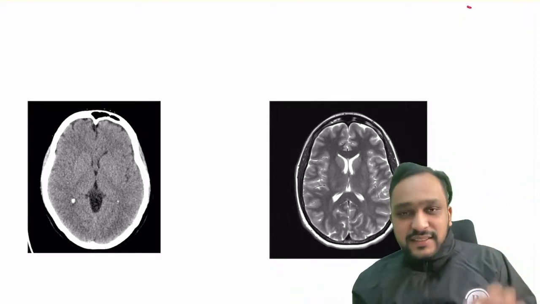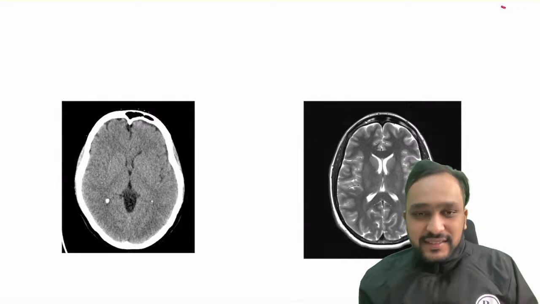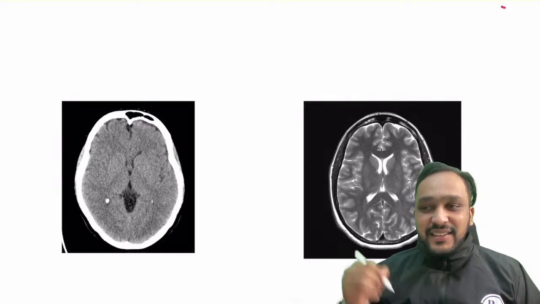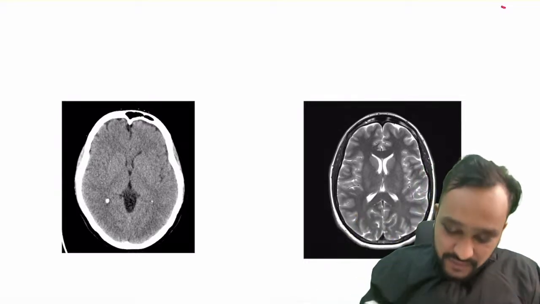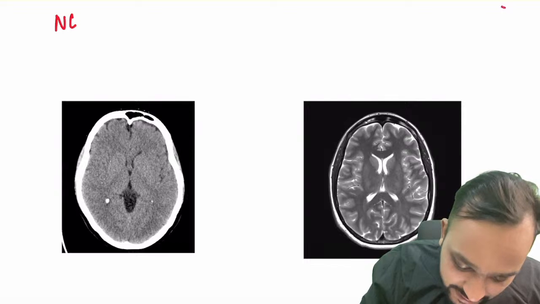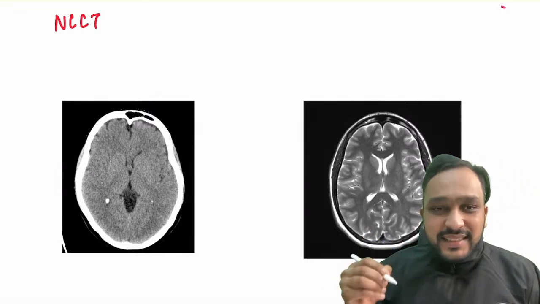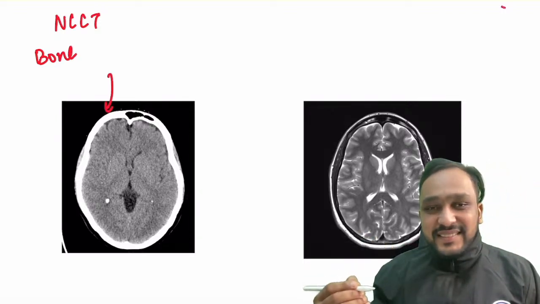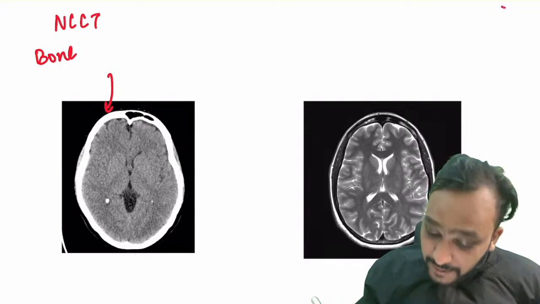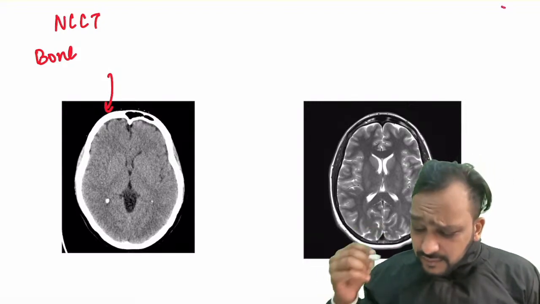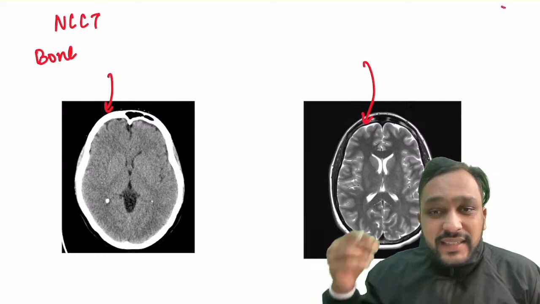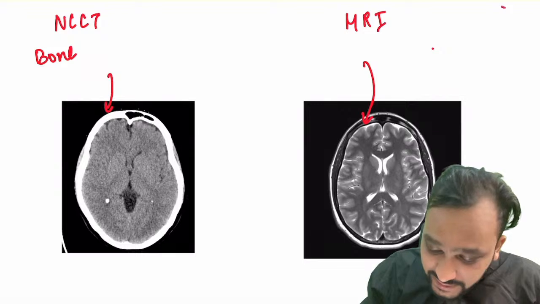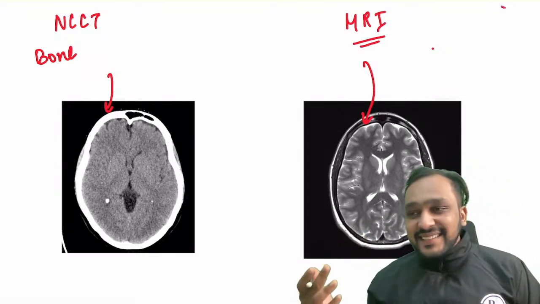So in CNS radiology, the first basic thing that we need to know is how to differentiate between a CT image and an MRI image. So let us start with the basics. If I look at the NCCT head images, the thing I need to see is the bone. If I am able to see the bone appearing white, then it is an NCCT head. But if the bone does not appear white, it is appearing black, then I am going to think of an MRI image. So this is one way to differentiate between an MRI image and a CT image.